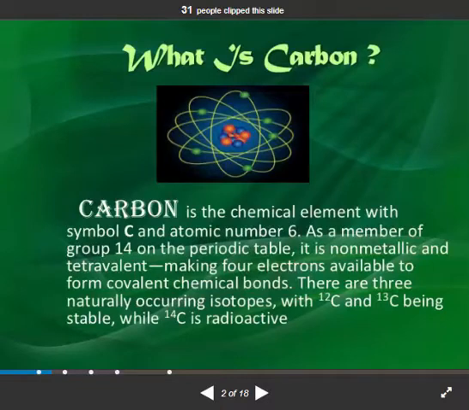This is carbon and the organic compounds. This is for you 12th graders.